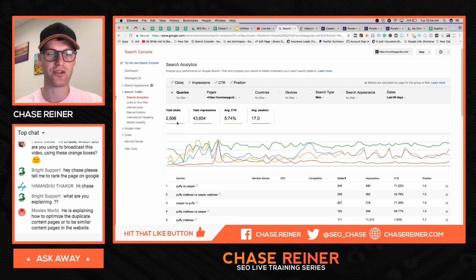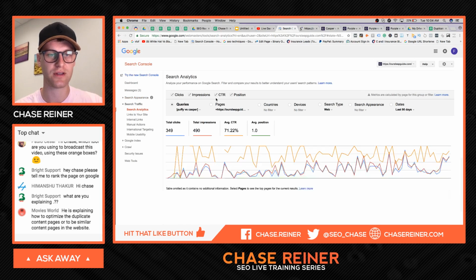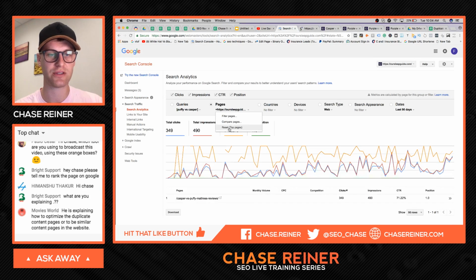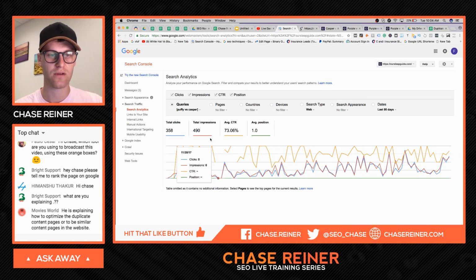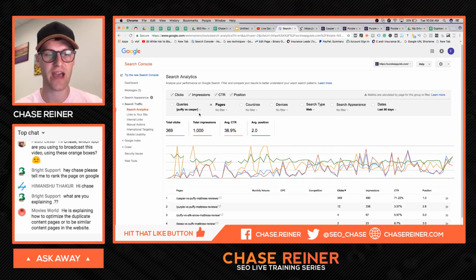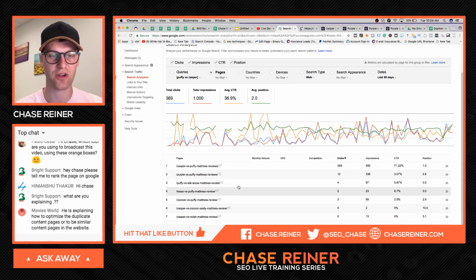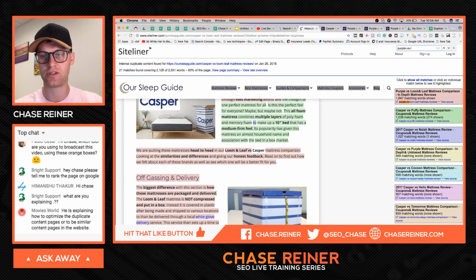So that one right there, 2,500, right? Now if we click on this, queries, and we reset these pages, anything with that query is a page that's ranking. And look at this. All of these are probably pages that are in there. So we look at purple versus puffy. Let's look at it. Purple versus puffy.